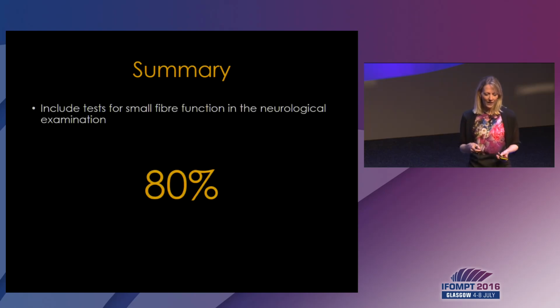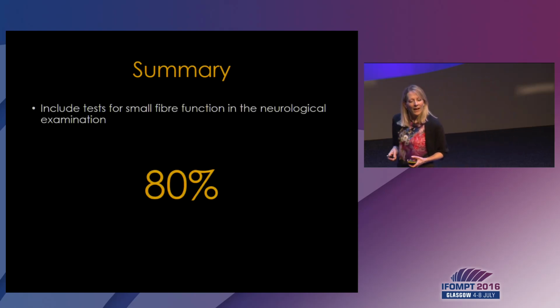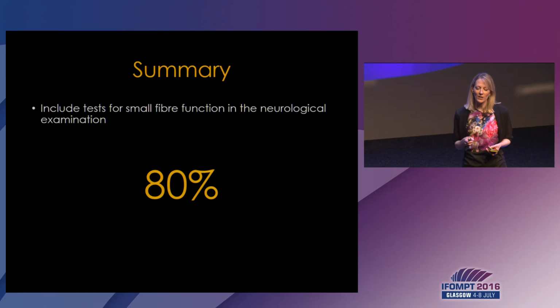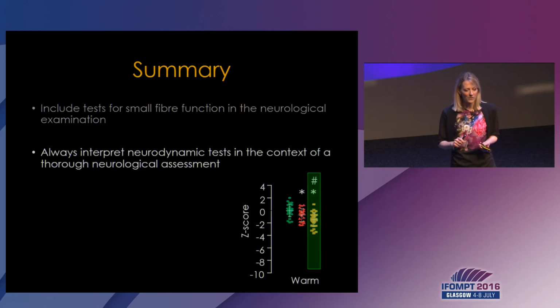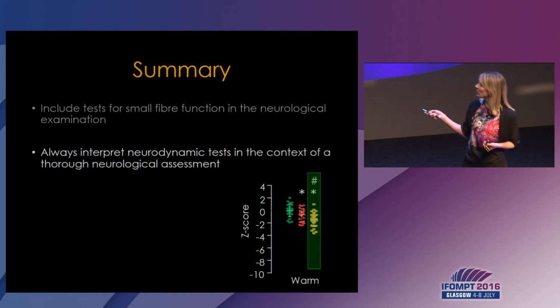Now, in summary, I would suggest that we start including tests for the small fiber function in our patients when we do a neurological examination. And that would be something like a pinprick, for example, because I think we cannot afford to just neglect 80% of the nerve fibers. We also should think about interpreting neurodynamic tests in the context of a thorough neurological assessment, because it might well be that those patients who have normal neurodynamic tests have, in fact, a more severe nerve dysfunction.